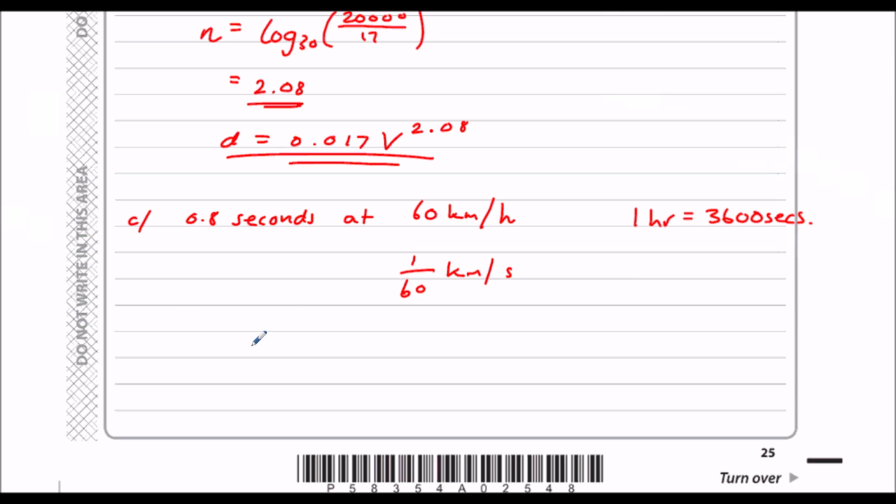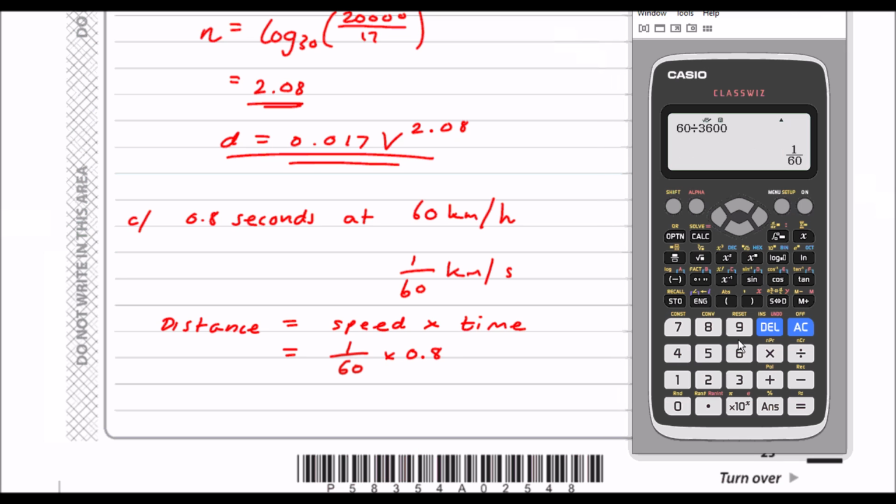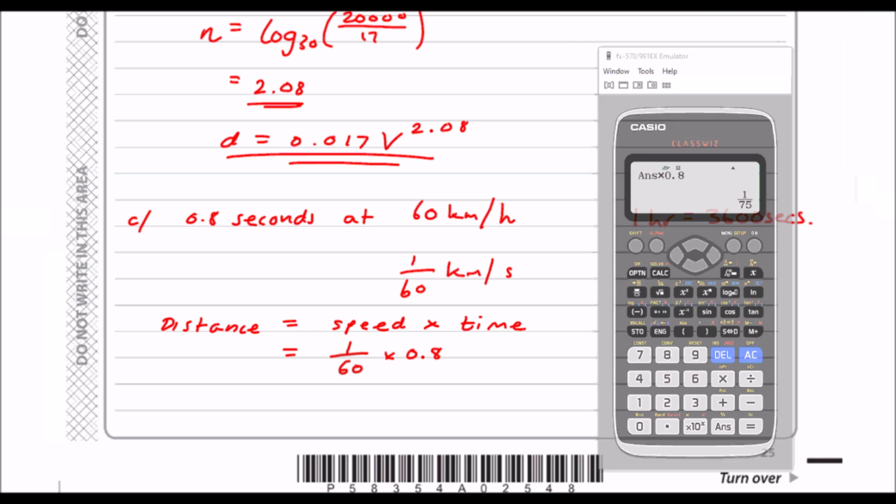So what's the distance? So the distance is going to be the speed times time. Speed equals distance over time, so distance equals speed times time. So that's 1/60th times 0.8. And that's, well, we're in kilometers, so 0.013 recurring kilometers, 1/75th of a kilometer.